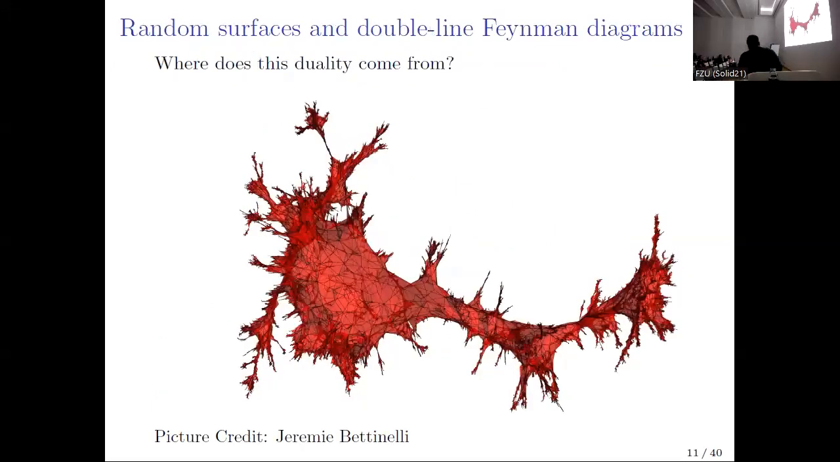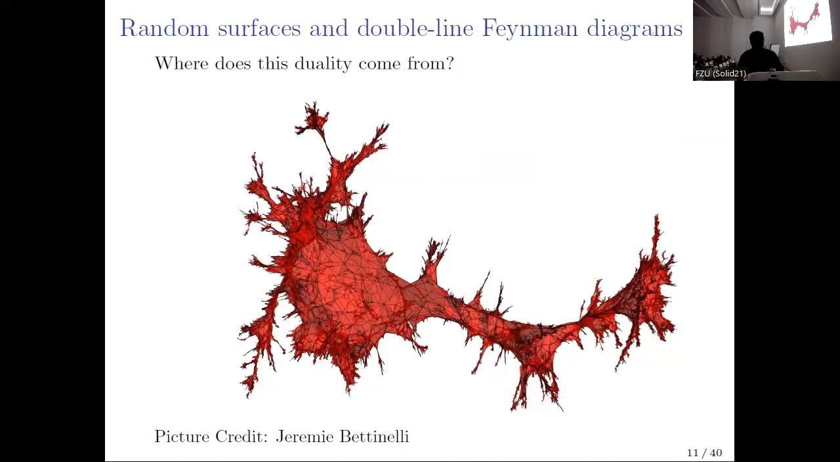Okay, so just a bit more of the background. This is a photo of a random surface taken from the website of Jeremy Bettinelli. There's a whole mathematical community actually studying statistical mechanics of random surfaces. And this is a sample that is taken by quadrangulation. So if you look, there are quadrilaterals here. So you can make up a discrete surface by picking some probability distribution.